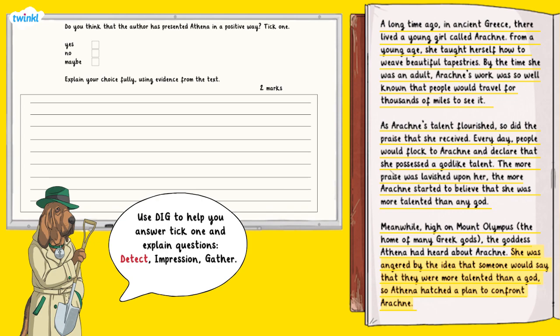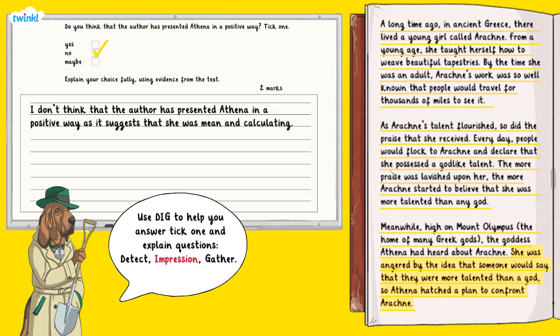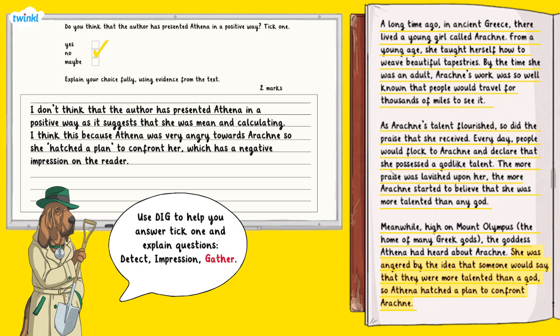As this is your opinion, your answer may be different to your partner. I'm going to tick no, based on the detecting that I have done. Then, I need to explain my impression of Athena based on what I have detected in the text. I don't think that the author has presented Athena in a positive way, as it suggests that she was mean and calculating. Finally, I need to gather evidence from the text and explain how this justifies my point. I think this because Athena was very angry towards Arachne, so she hatched a plan to confront her, which has a negative impression on the reader.